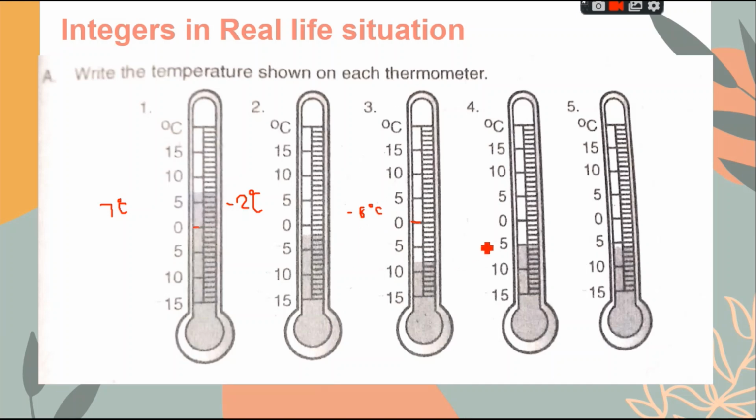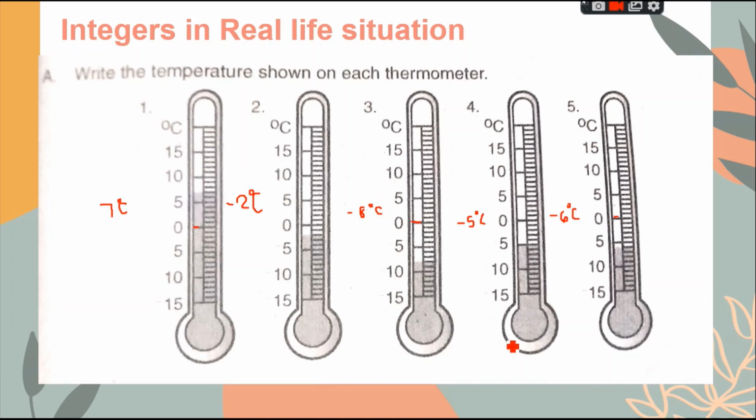Let's go to number 4. As we can see, still the temperature is below 0, so this one is negative 5 degrees Celsius. And the last number, number 5, we are still below 0, which is our mark point, and the answer for this one is negative, and the temperature for number 5 is negative 6 degrees Celsius.